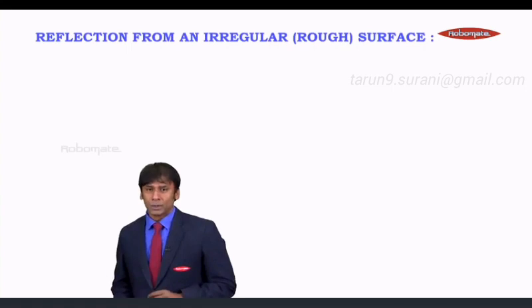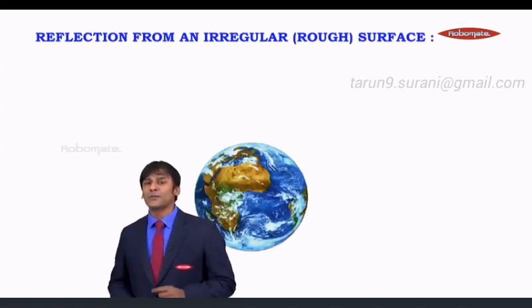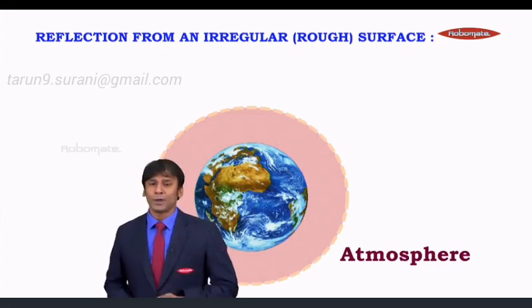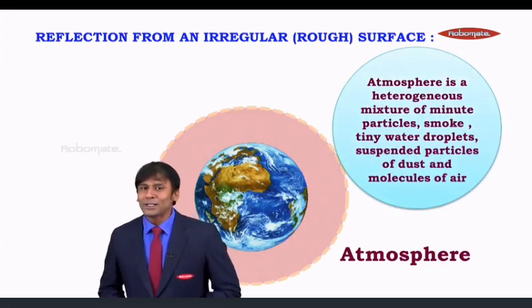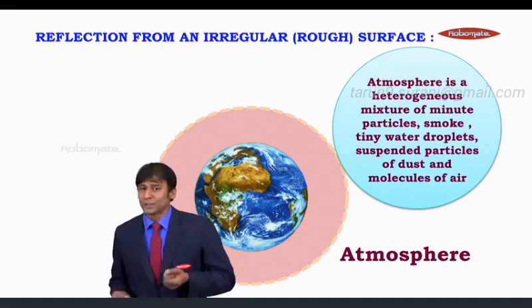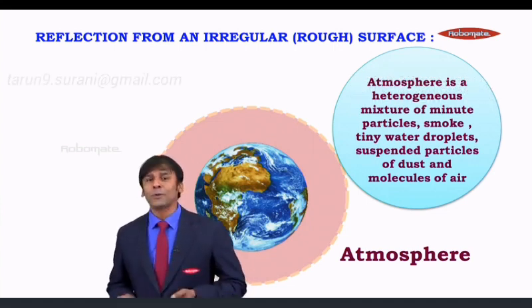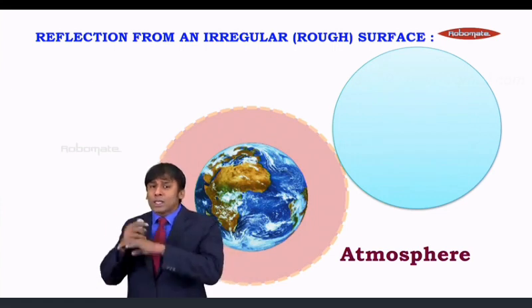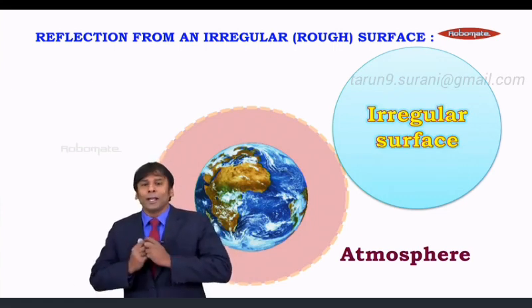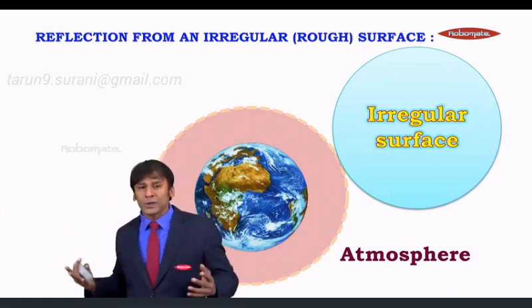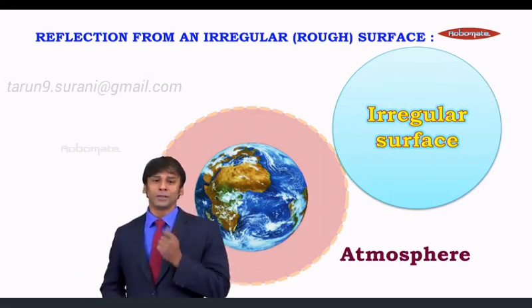For this, reflection from an irregular rough surface, let's consider Earth. And we know Earth is surrounded by atmosphere. Now what does atmosphere contain? Atmosphere is a heterogeneous mixture of minute particles. It has smoke, it has tiny water droplets, suspended particles of dust, and molecules of air. Now all this, when mixed together, creates an irregular surface. So actually speaking, the atmosphere is an irregular surface.